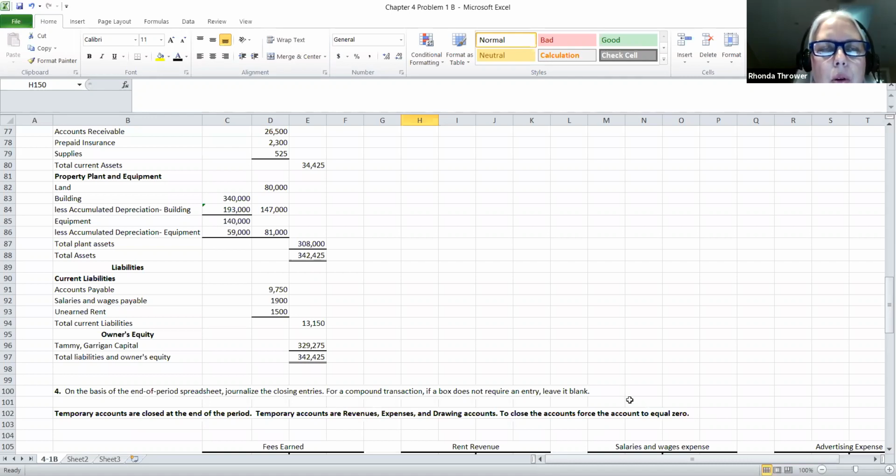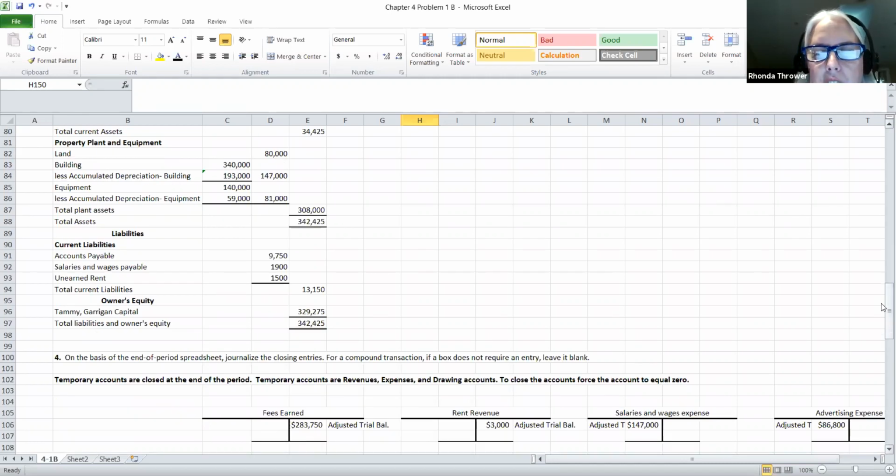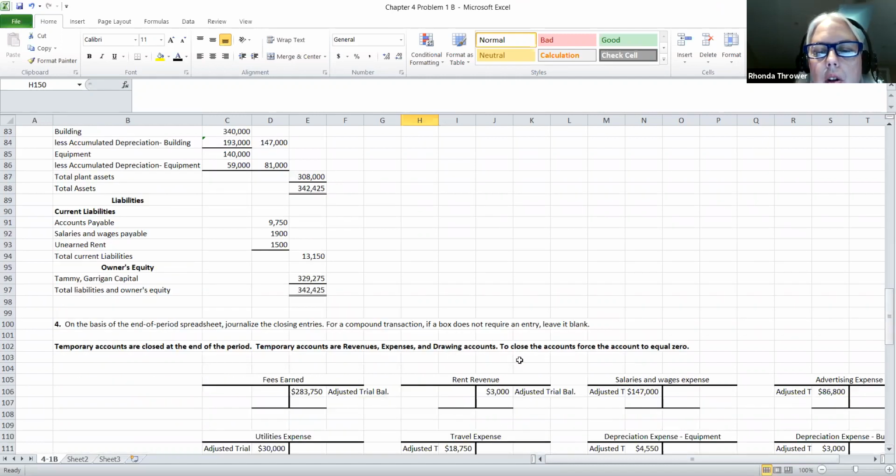Now, this is the only time in accounting that you are allowed to create some entries. All the other journal entries have to be backed up by source documents, but the closing entries are just cleaning up the accounts and getting them ready for the new accounting period. So to close the accounts, we're going to force them to equal zero.